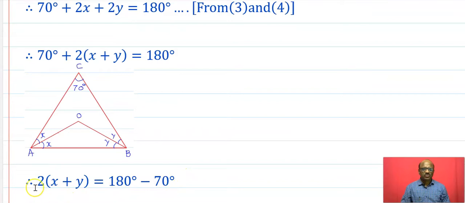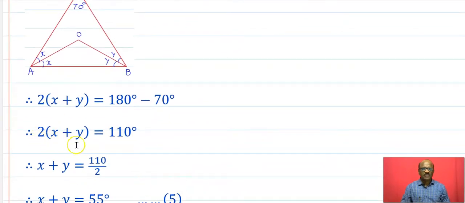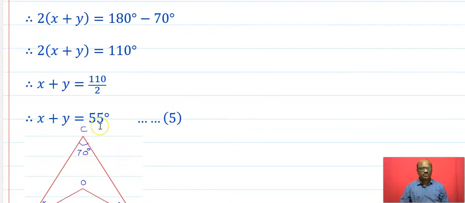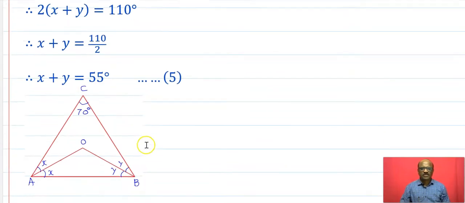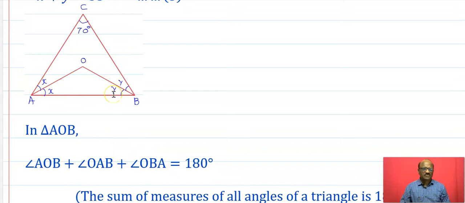Therefore, 2(x plus y) is equal to 180 minus 70 degrees. Therefore, 2(x plus y) is equal to 110 degrees. Therefore, x plus y is equal to 110 upon 2. Therefore, x plus y is equal to 55 degrees. Now, what is x plus y? It is equal to 55. What about the measure of angle AOB?